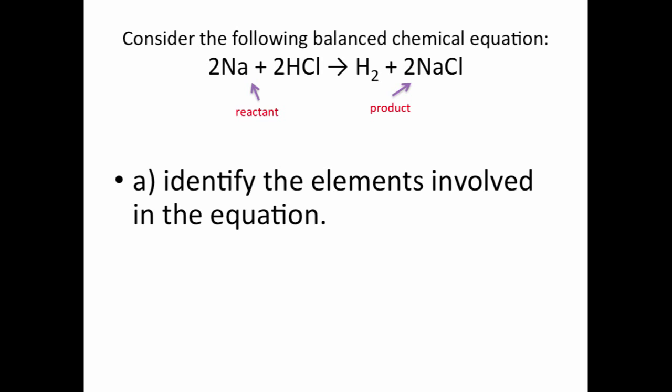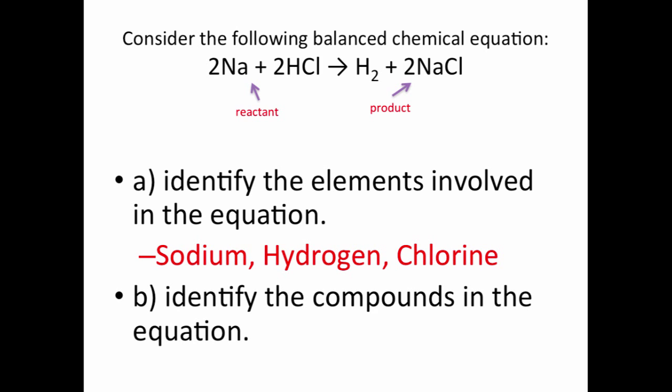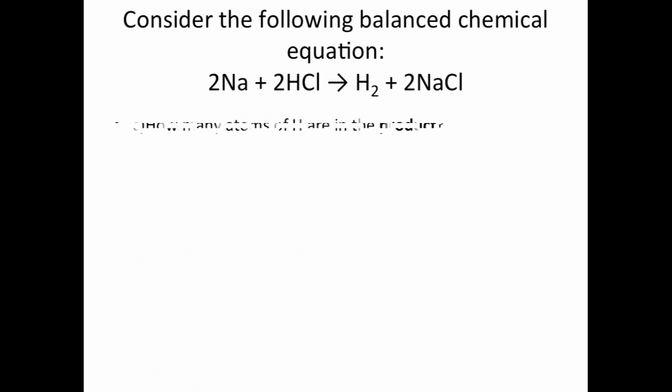You have to identify the elements involved in the equation. So looking at this, we have sodium, hydrogen, and chlorine. If you look on the product side, again, you have sodium, hydrogen, and chlorine. They're not in the same order, but that doesn't change anything. Now, after that, you need to count the number of atoms of each element.